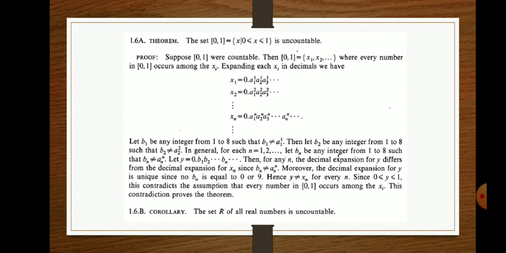From this we have a corollary: the set of all real numbers is uncountable. Because 0,1 is uncountable, and R contains the closed interval 0,1, therefore R is also uncountable.